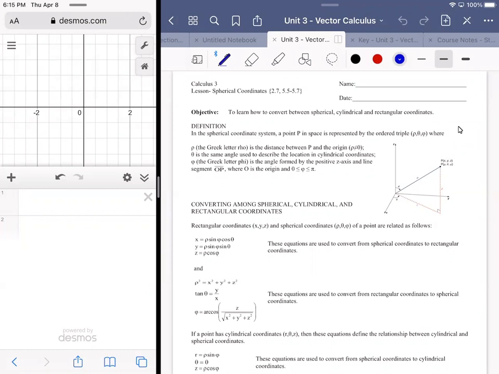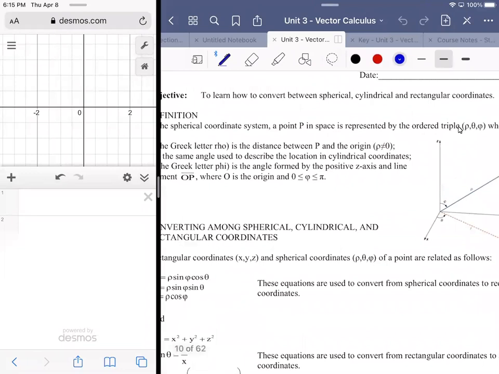So, definition: in the spherical coordinate system, a point P in space is represented by the ordered triple rho, theta, phi. There are some books and some people who reverse the last two, rho, phi, theta, and some who reverse them but use phi to represent what theta represents, and vice versa. It's strange that there isn't more uniformity in how this is represented, but as long as you know what each one represents, then you're fine.